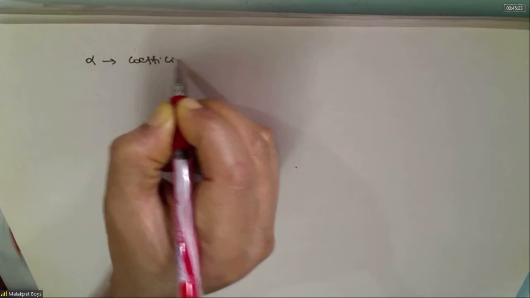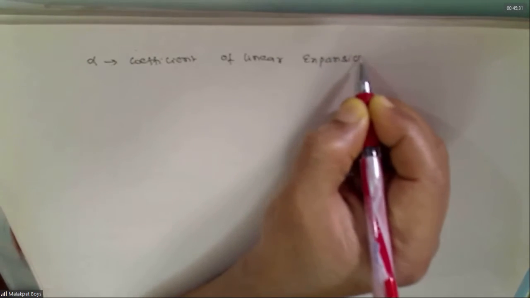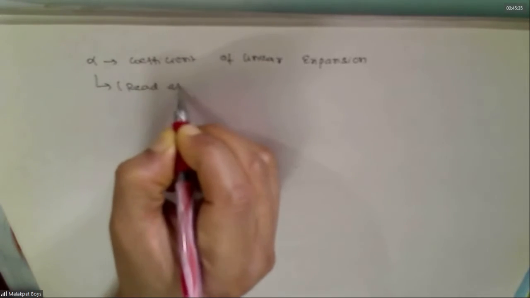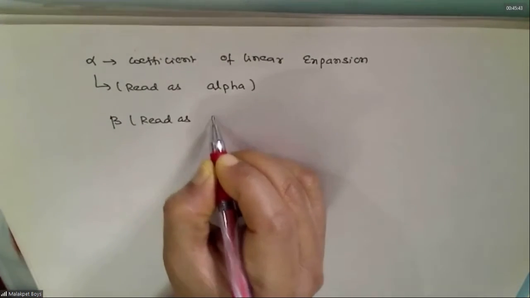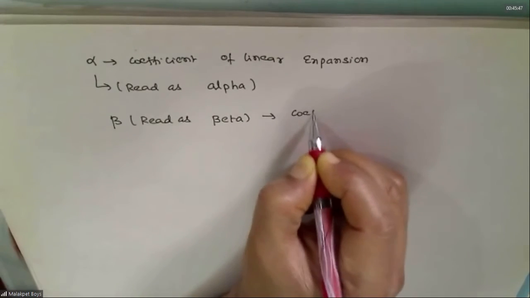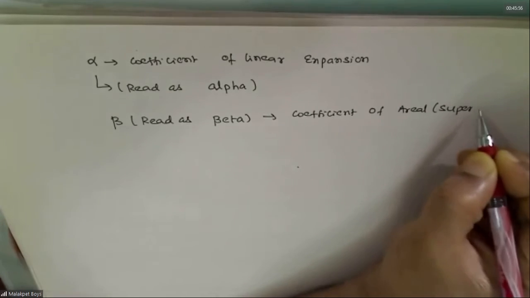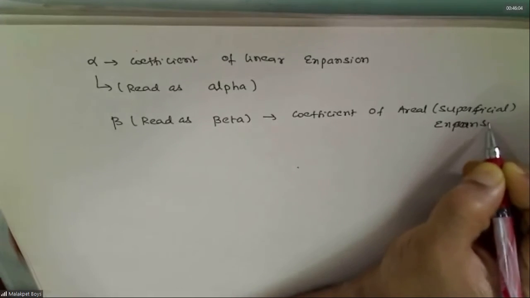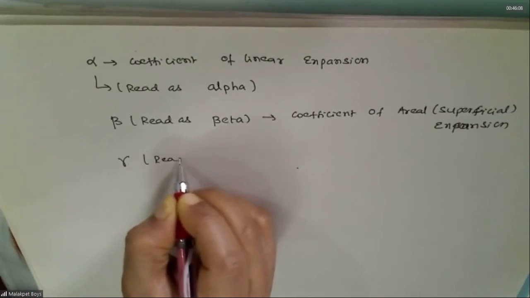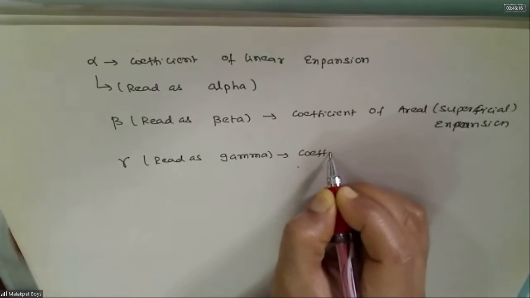So you have seen what is alpha? Sir, coefficient of linear expansion. Some people don't know the symbols also. Beta is the coefficient of area or superficial expansion. Gamma is the coefficient of cubical expansion.